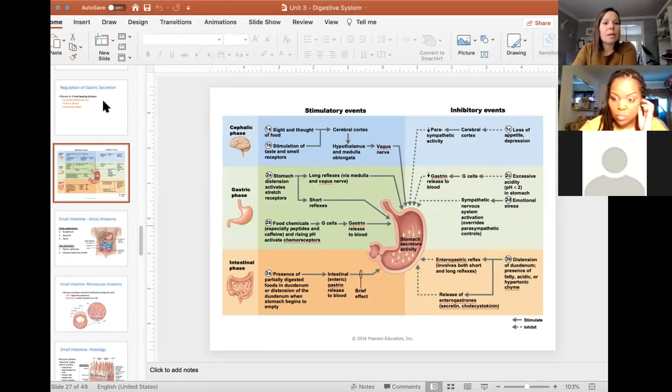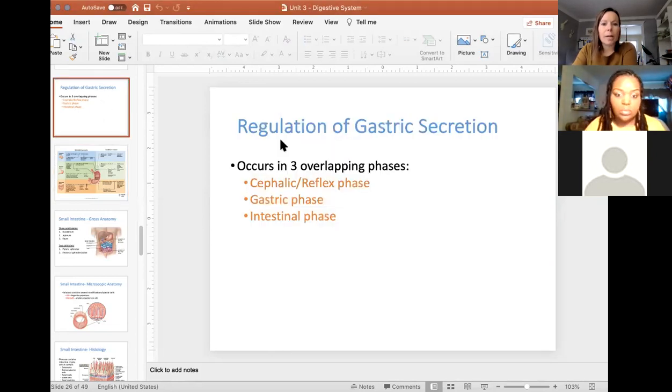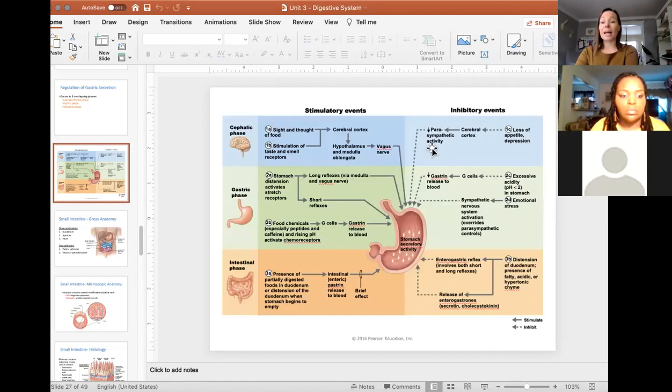So this is right here, regulation of the secretions in the stomach, gastric secretion. That's what this picture is referring to. So things that stimulate gastric secretions and conditions that would inhibit gastric secretions.